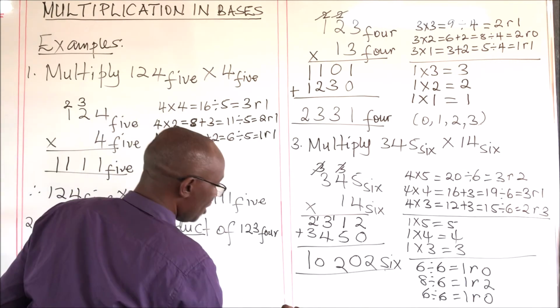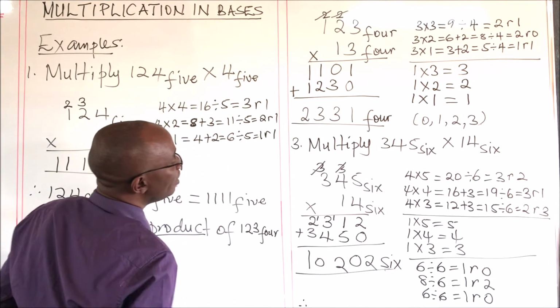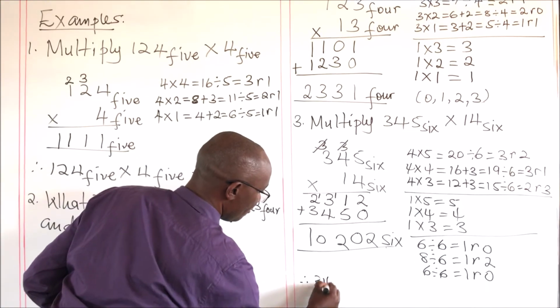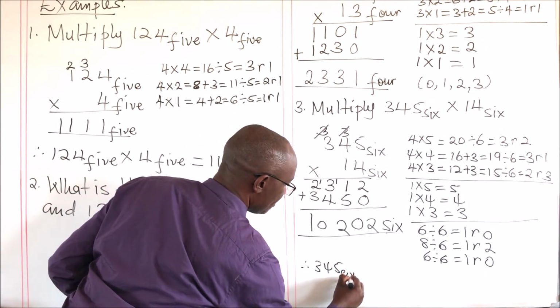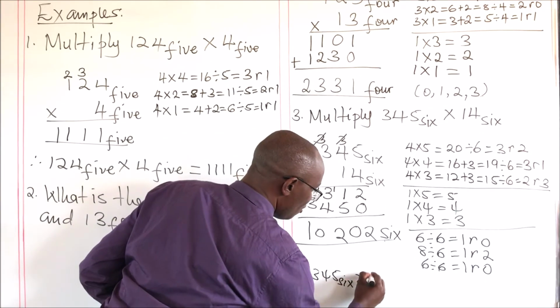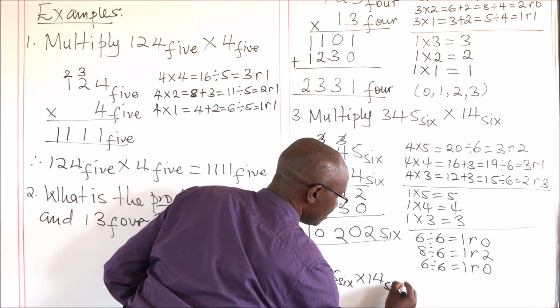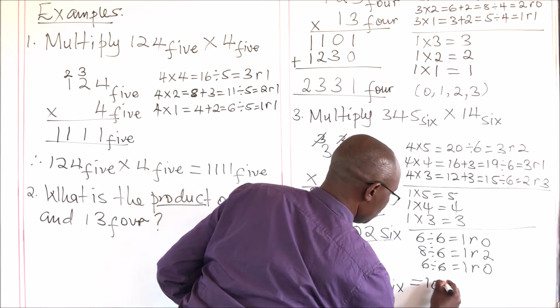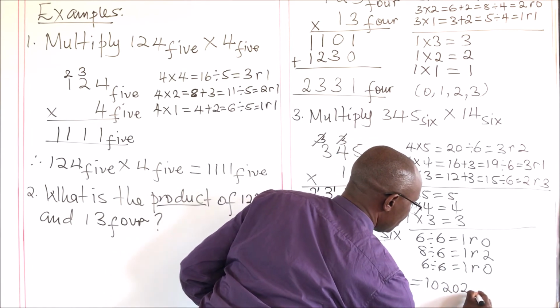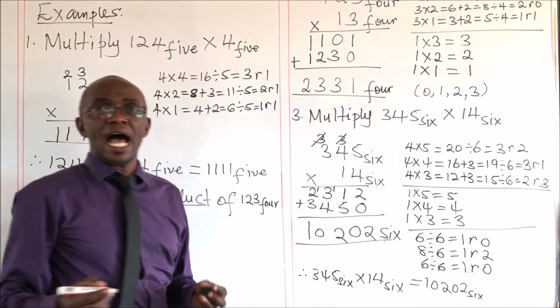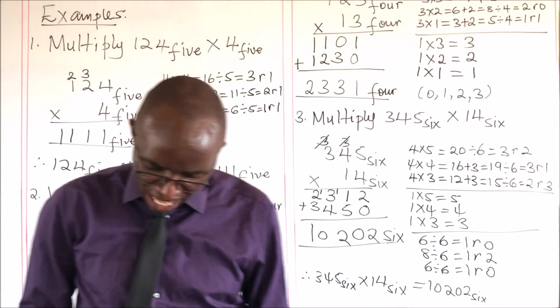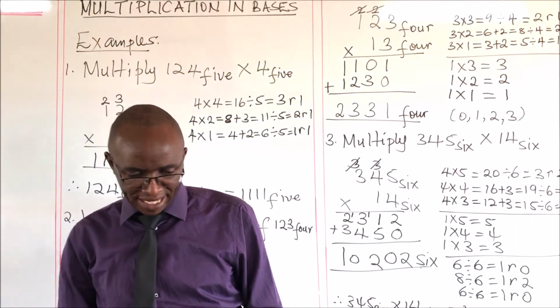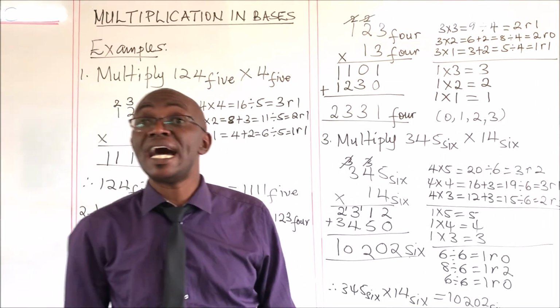So meaning that the final answer is: 3, 4, 5 base 6 times 1, 4 base 6 is equal to 1, 0, 2, 0, 2 base 6. That is our final answer. I believe those examples are just enough for you to have understood.